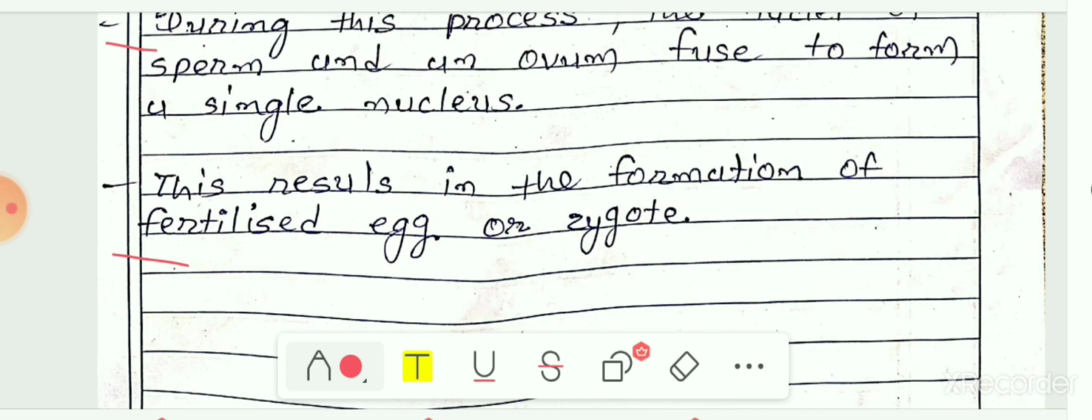Further, this zygote, a single cell, develops into a multicellular structure known as the embryo. Then this embryo develops further, and when it develops to the stage where we can identify the particular body parts of the baby, that is known as the fetus. So this is the whole process of fertilization in human beings, and the method is internal fertilization.